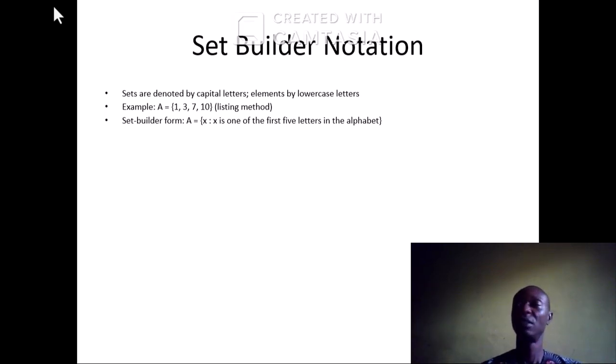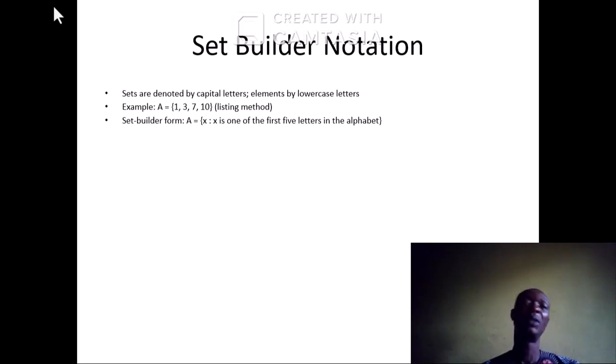The set is denoted by a capital letter of the alphabet: A, B, C. While the elements of a set, if you are using alphabets, have to be small letters. And also, you can list the elements. For example, we have set A, and the elements of set A are 1, 3, 7, 10. That is by listing. Or we just say set A is a set of natural numbers. That means we are talking of 1, 2, 3, 4, 5, and so on. I will just describe it.